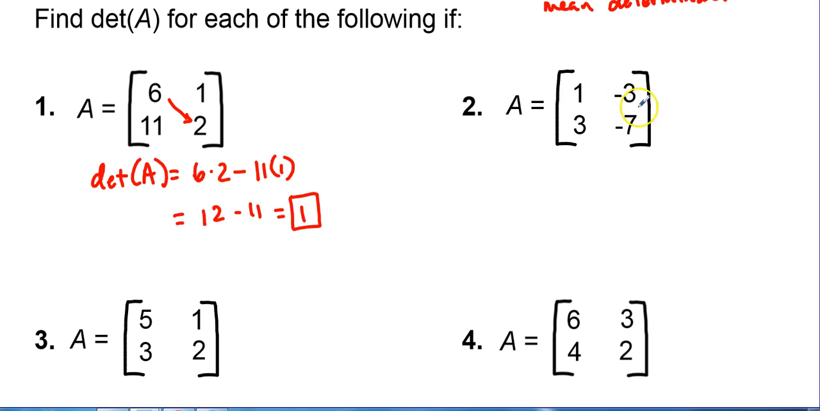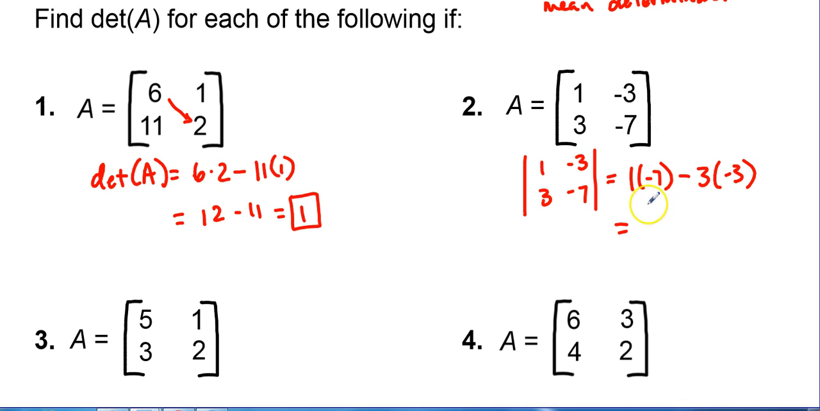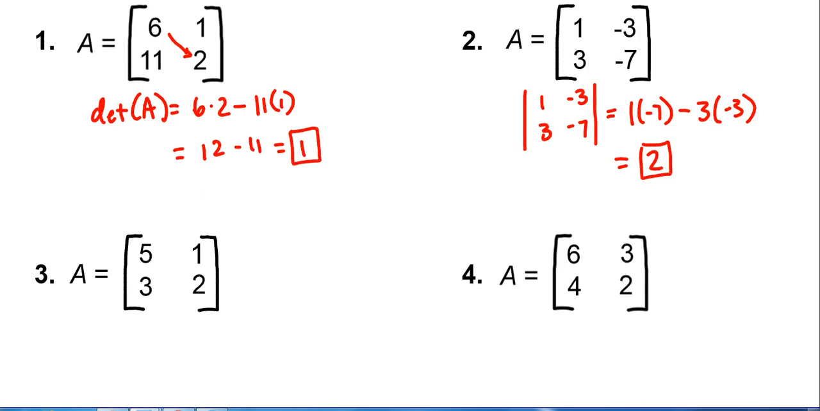Let's go through a couple more examples. In this one, let's use our other notation. I want the determinant of the matrix 1, negative 3, 3, negative 7. Again, the straight bars indicate that I want the determinant. So let's multiply along the diagonal: 1 times negative 7. And I subtract the product of the other diagonal, so minus 3 times negative 3. Simplifying, negative 7 plus 9 gives me 2. That's the determinant of that matrix.